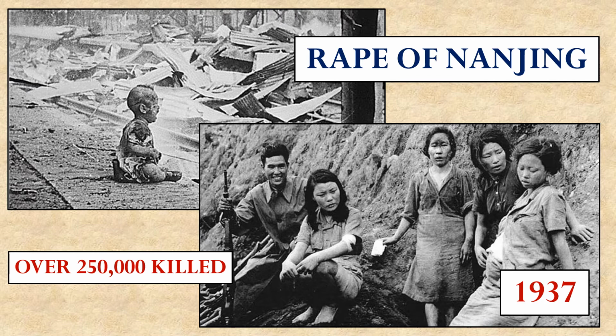But the Japanese, seemingly offended by the Chinese putting up such fierce resistance, decided to be extra brutal with the people of Nanjing. Not only did they kill over 250,000 of them, but they raped tens of thousands of the women of Nanjing. This became known in the international press as the Rape of Nanjing and became a symbol of Japanese brutality toward the Chinese people.